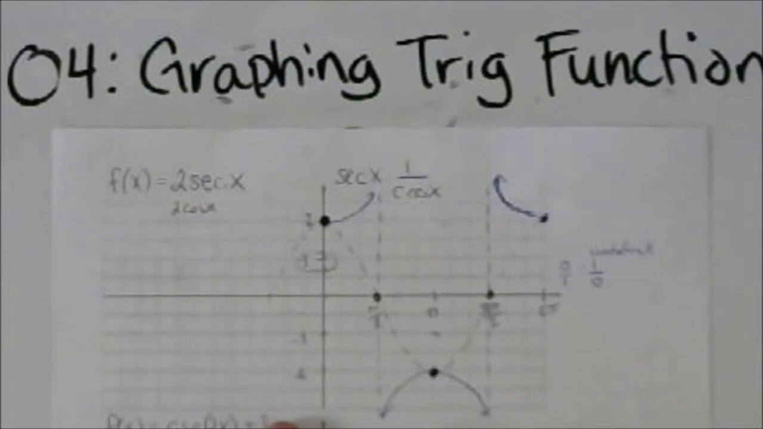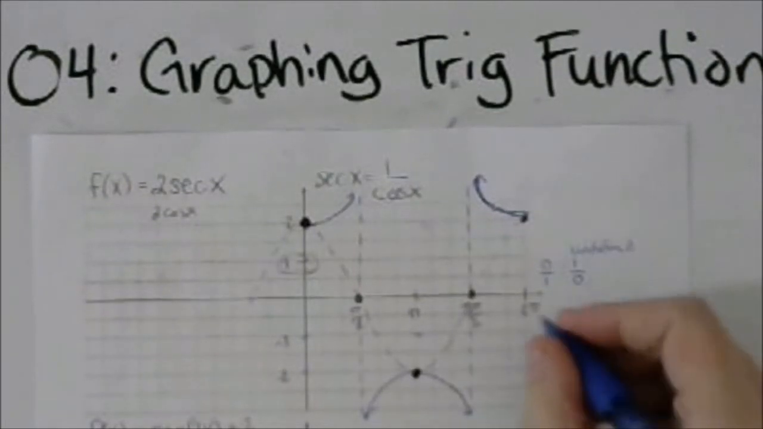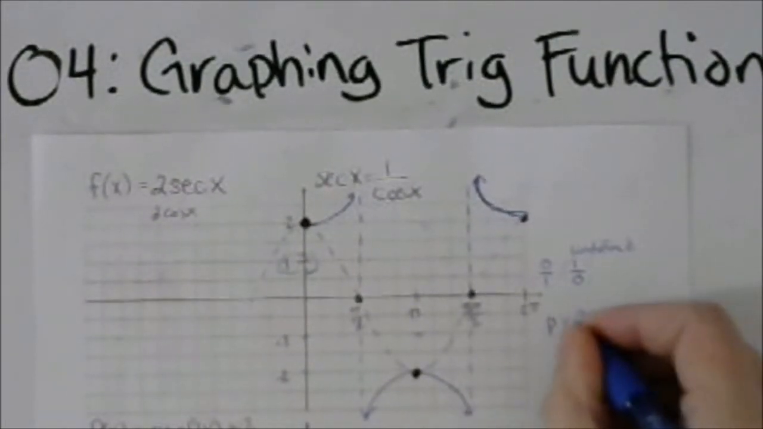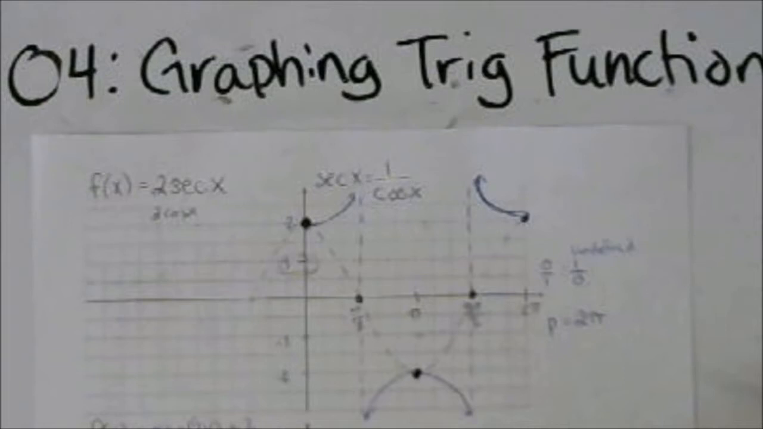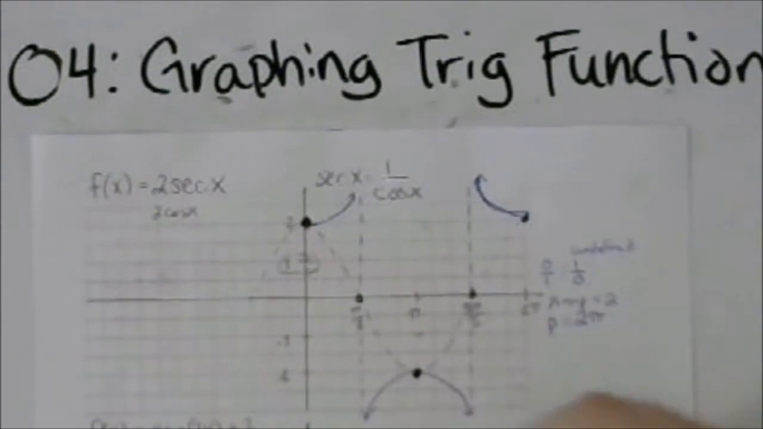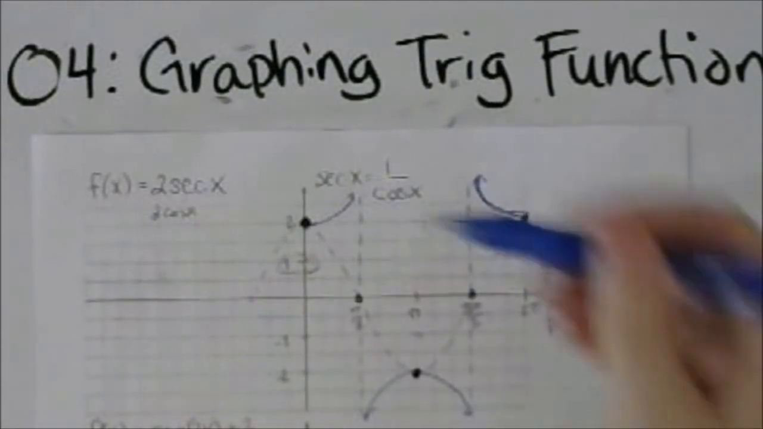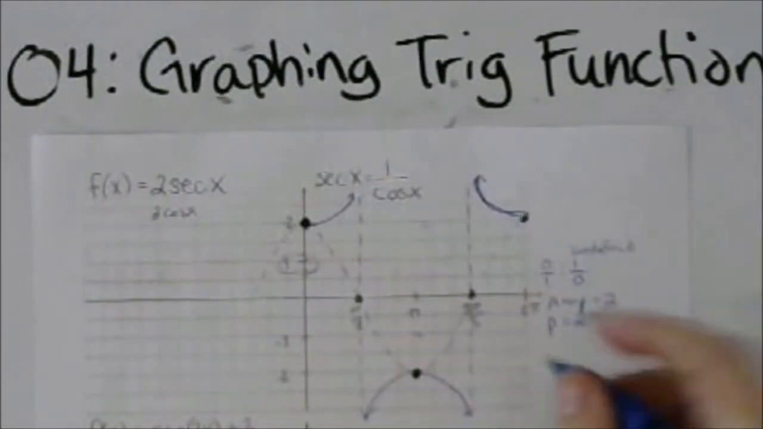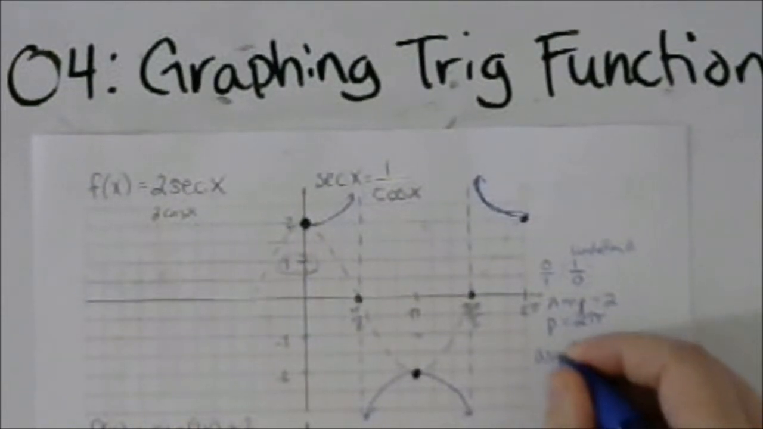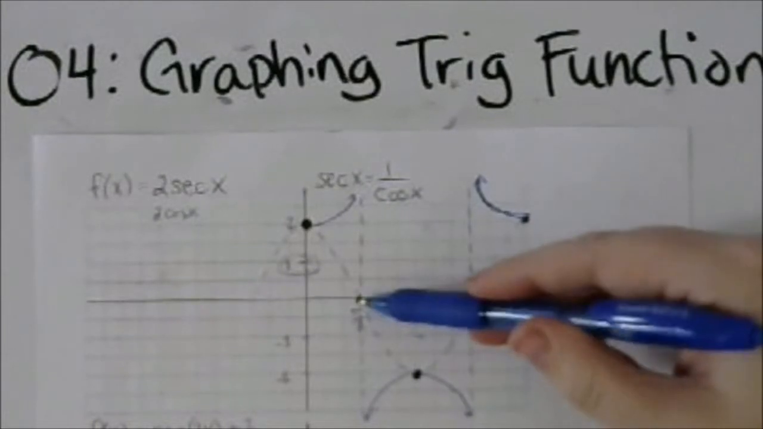Well, we want to analyze the information on secant the same way we analyze the information on cosine. This secant graph has a period of 2 pi. It started with an amp of 2. No phase shift, no vertical shift, but you might notice that there's something new, the asymptotes, which we need to list.